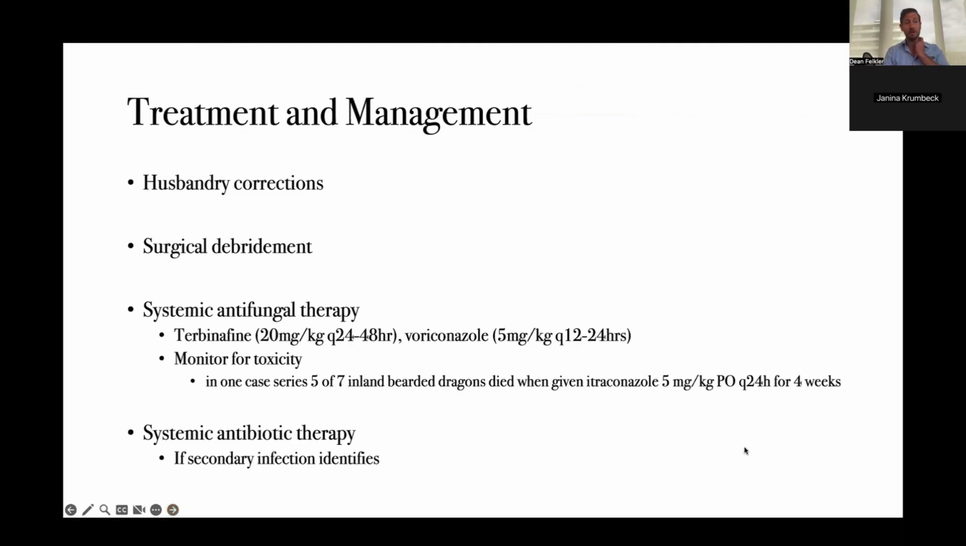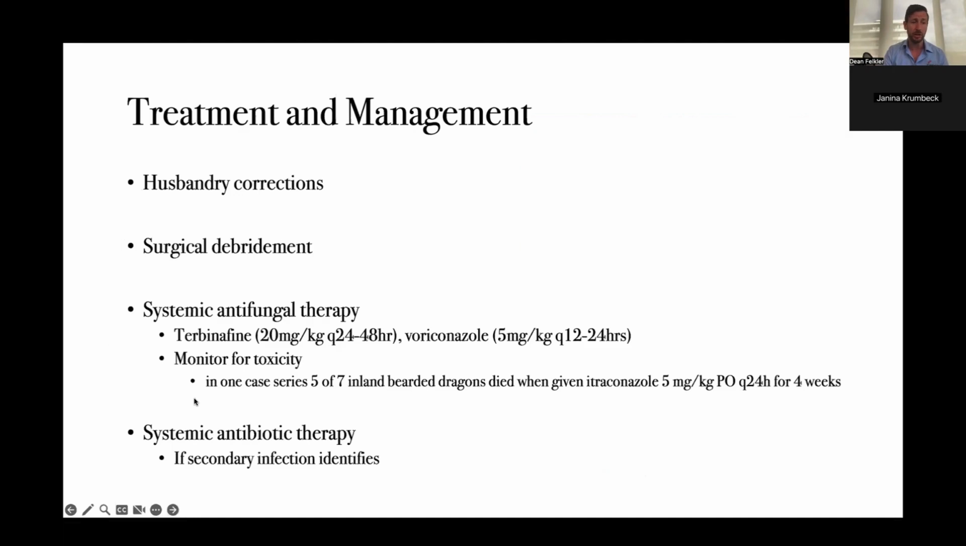And again, treatment and management: how to do corrections if they're too moist, the stocking density is too high, or inappropriate temperatures. You can surgically debride these lesions as well, especially around the face. They can be quite thick and crusty. Just try and debride as much of that as possible, so your therapy will be that much more effective.